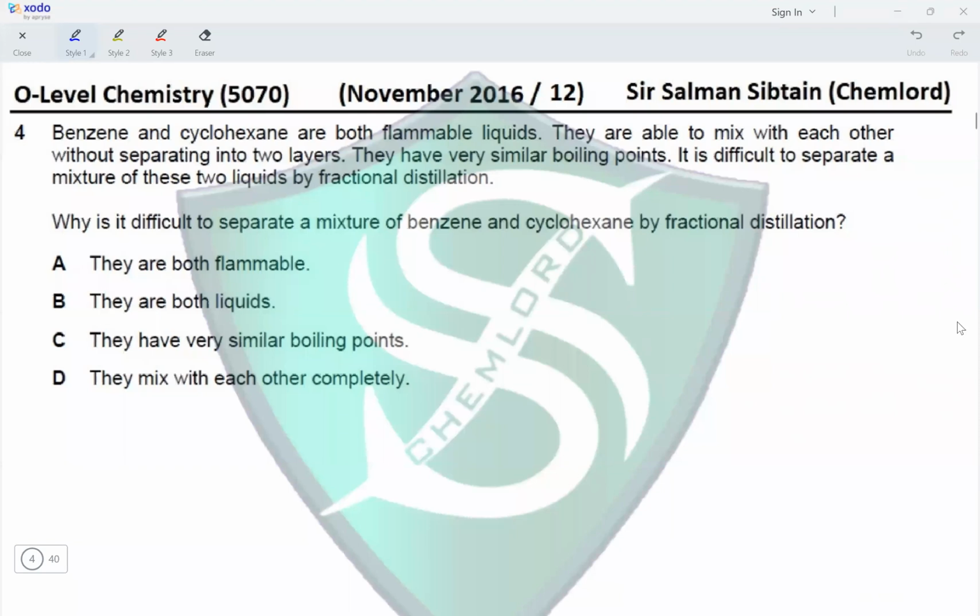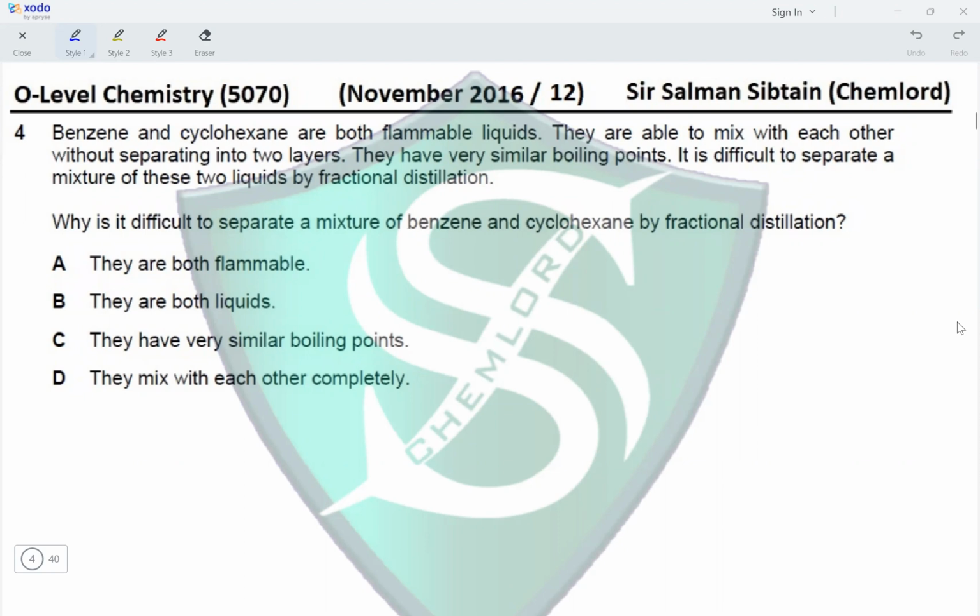Question 4. Benzene and cyclohexane are both flammable liquids. They are able to mix with each other without separating into two layers. They have very similar boiling points. It is difficult to separate a mixture of these two liquids by fractional distillation. Why is it difficult to separate a mixture of benzene and cyclohexane by fractional distillation?